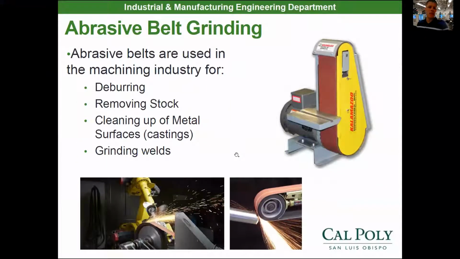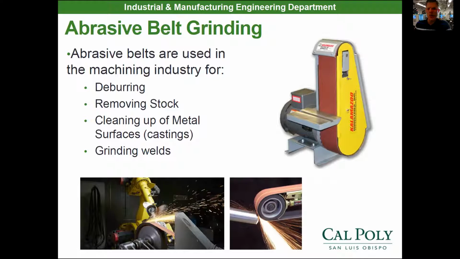Now, they do have abrasive belt grinding. This time we have basically coated abrasives, right? Abrasive belt grinding is usually done manually. It's not the most accurate process unless you've got a robot involved. You'll see down there in the bottom left corner, there's a robot deburring those propeller castings. So that might make it a little bit more precise.